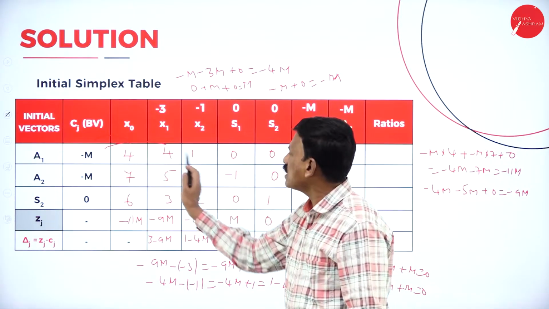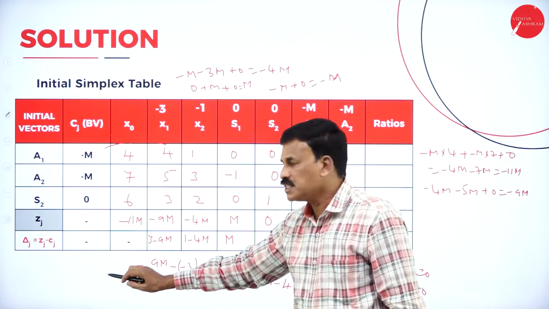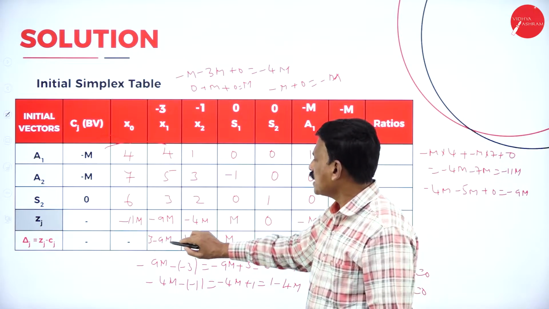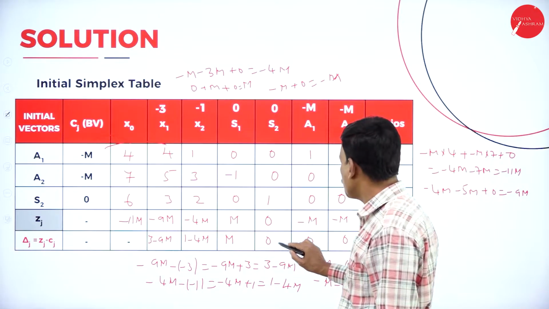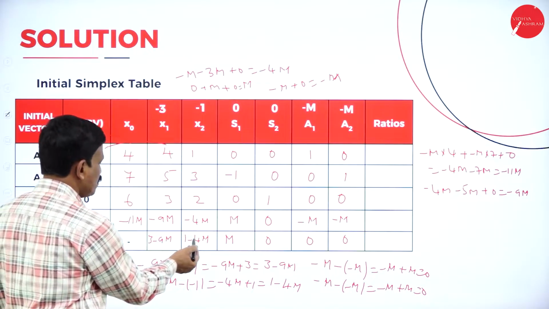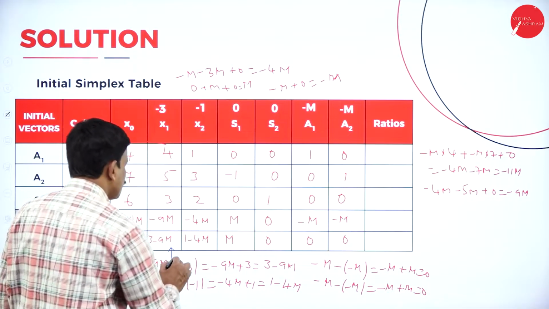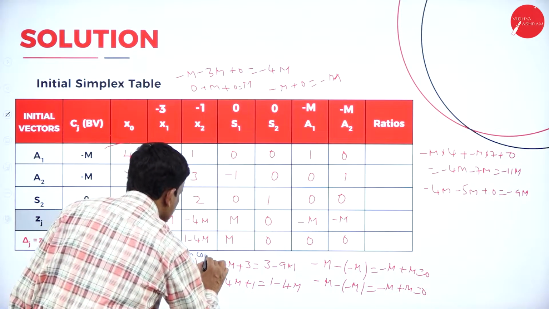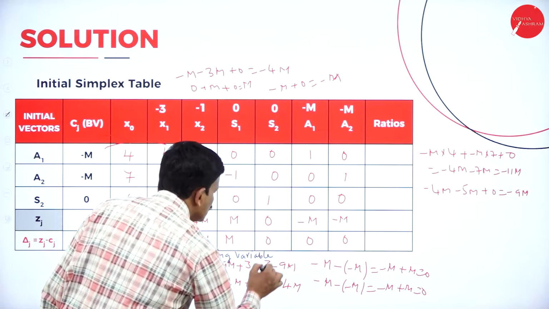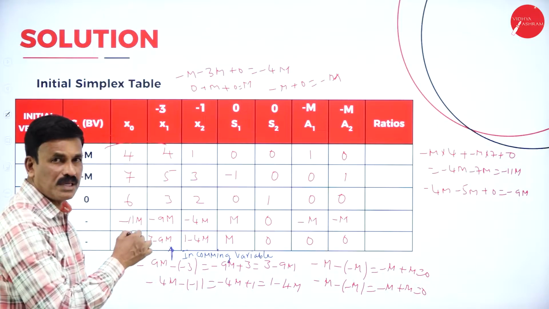Zj is equal to, just multiply these elements and add, and you will get the delta j values, where delta j is nothing but zj minus cj. So, 3 minus 9m, 1 minus 4m, m, 0, 0, 0. So identify the most negative m values: minus 9m, minus 4m, plus m. Therefore this is the most negative, and this is called the incoming column.